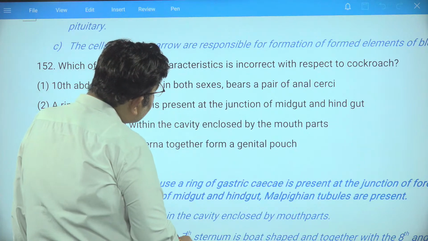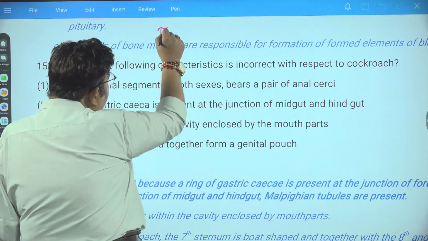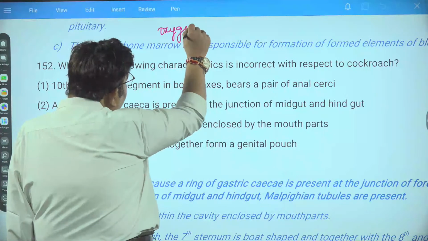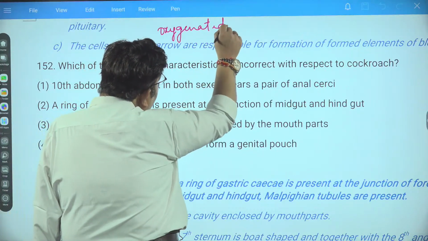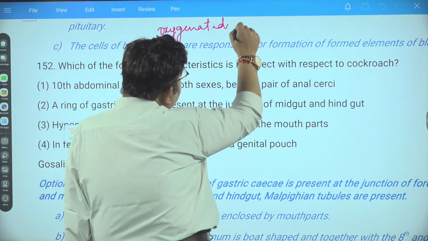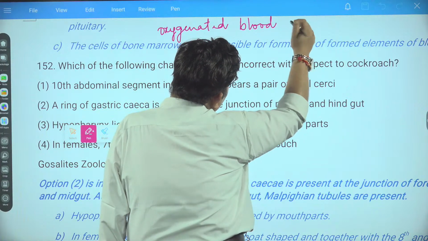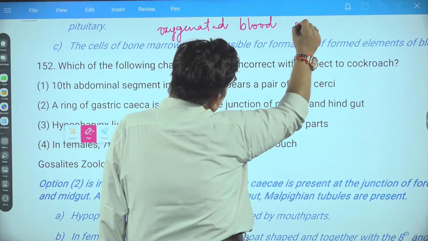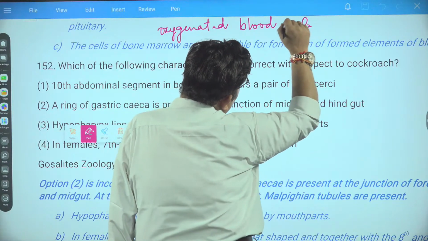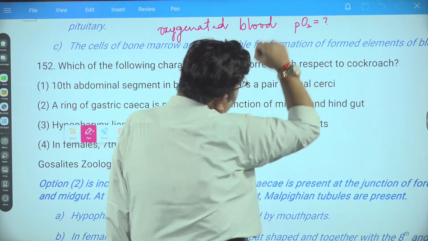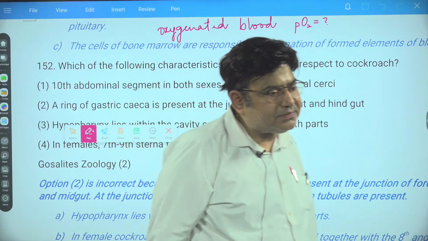Okay, so in the oxygenated blood, what is the normal partial pressure of oxygen? In the oxygenated blood, how much is the partial pressure of oxygen? Come on, partial pressure of oxygen, PO2. How much? Yes, please.